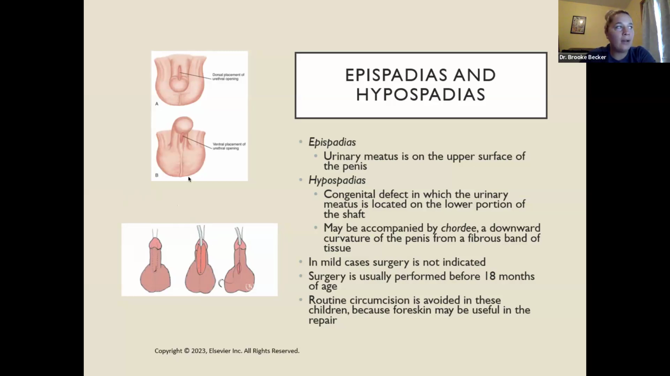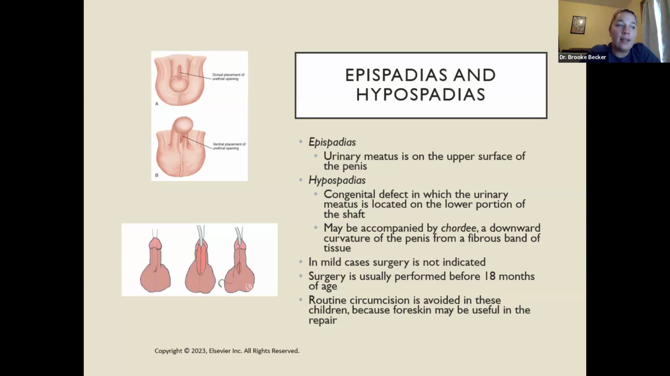If it's really mild, like maybe the opening is just towards the tip of the glans penis, the head, not right in the center but kind of right at the edge, then they may not do surgery to correct that. But if it's like in this picture, either the hypospadias or the epispadias, they will do surgery to correct that. It's usually completed before 18 months of age. Otherwise, there can be a lot of complications if you wait too long.